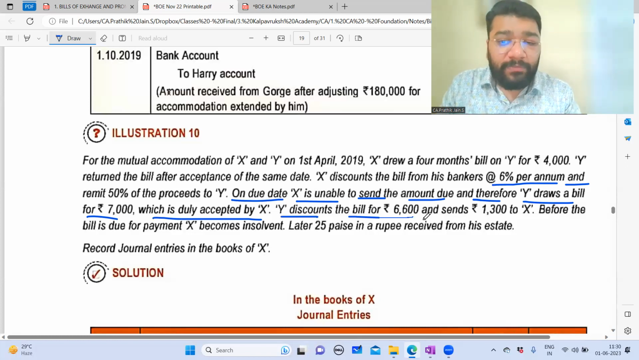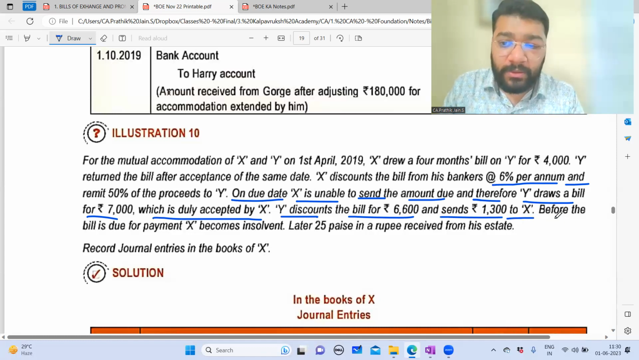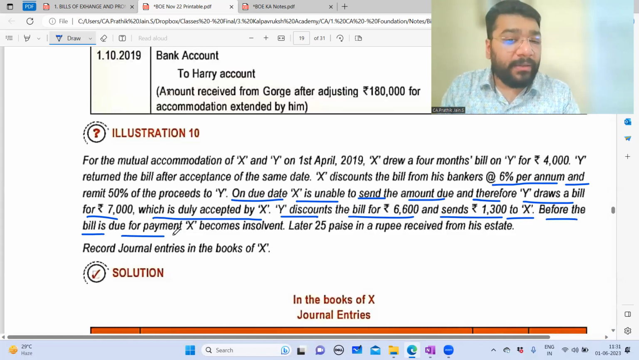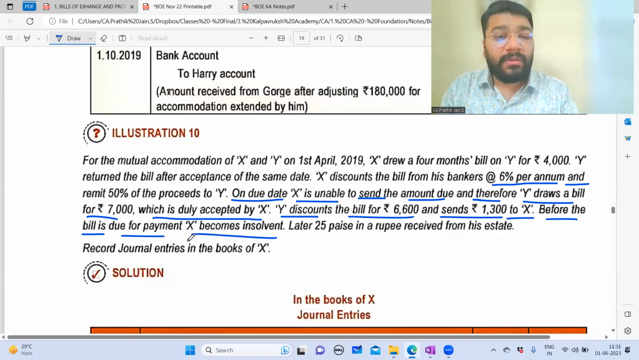Y discounts the bill for 6,600 and sends 1,300 to X. Now, why is he sending 1,300 to X? We'll understand when we do the question. Before the bill is due for payment, X becomes insolvent. Which bill are they talking about? First bill or second bill?